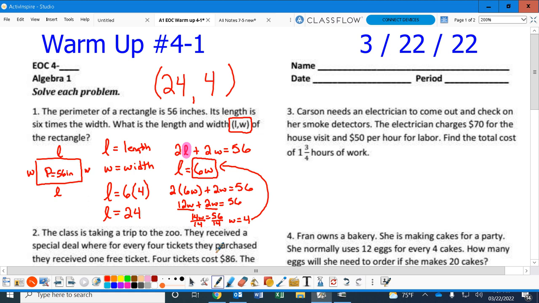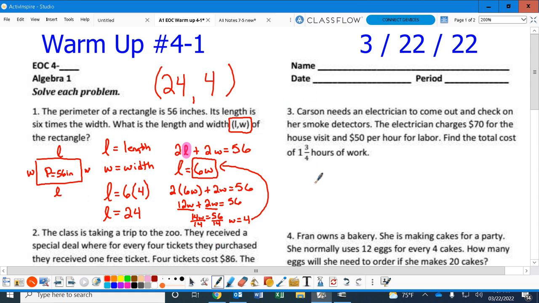The next one says Carson needs an electrician to come out and check on her smoke detectors. I'll get these words to work. The electrician charges $70 for the house visit and $50 per hour for labor. Find the total cost of an hour and 3/4 worth of work.